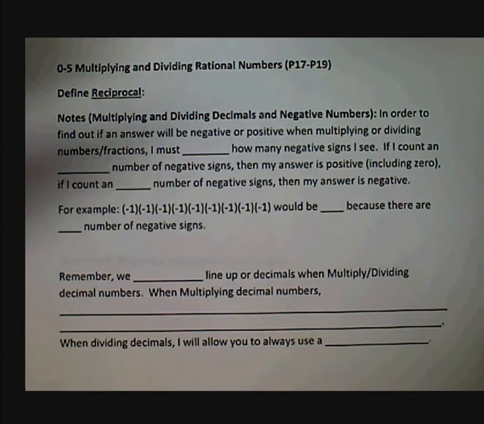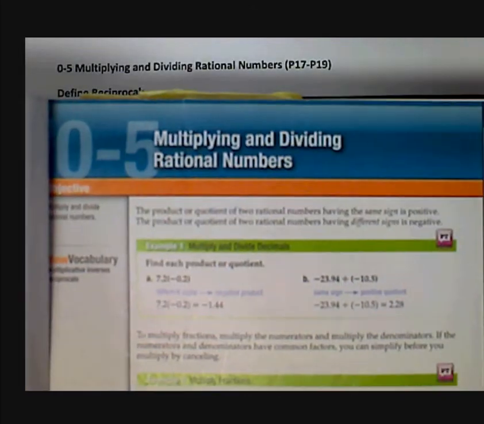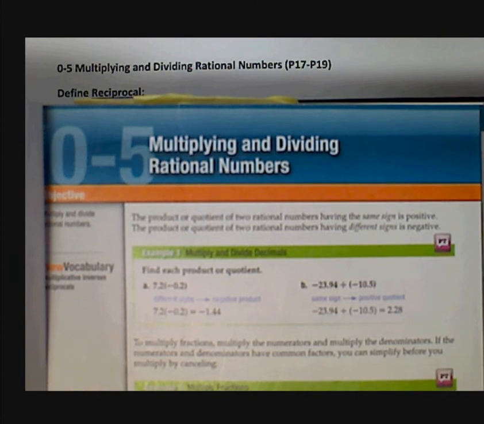We are on 0-5, multiplying and dividing rational numbers, found on P17 and going through P19. P17 is this: 0-5, multiplying and dividing rational numbers.